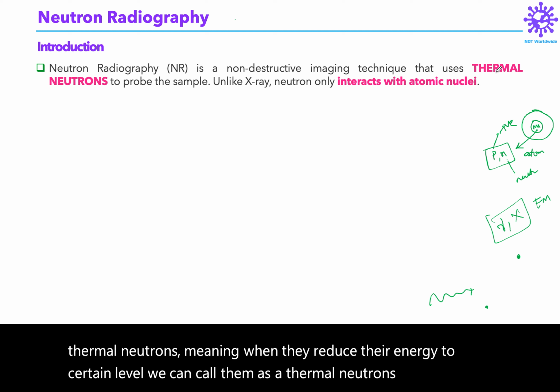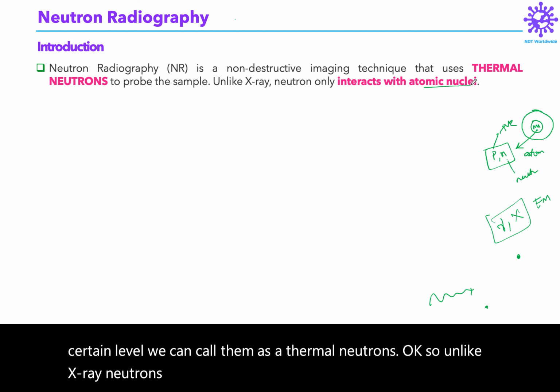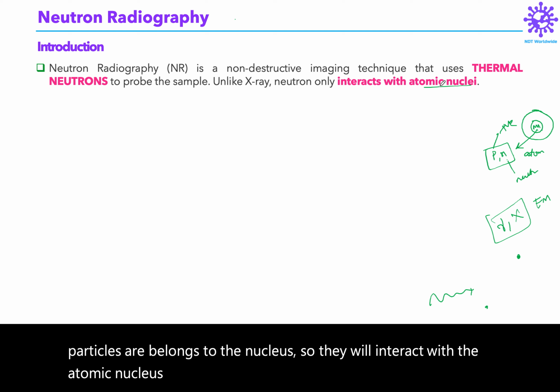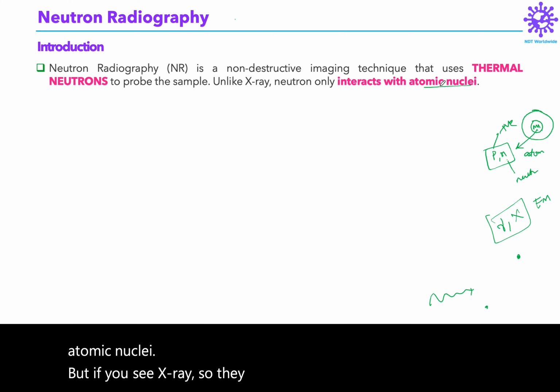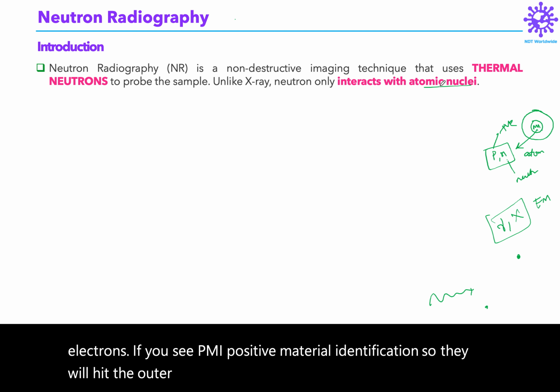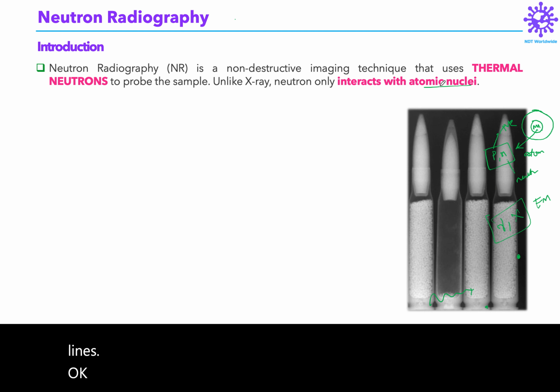Okay. Unlike X-ray, neutrons only interact with atomic nuclei, because these particles belong to the nucleus. But X-rays interact with the outer shell electrons. In PMI, positive material identification, the X-rays hit the outer orbiting electrons and then you get spectral lights.